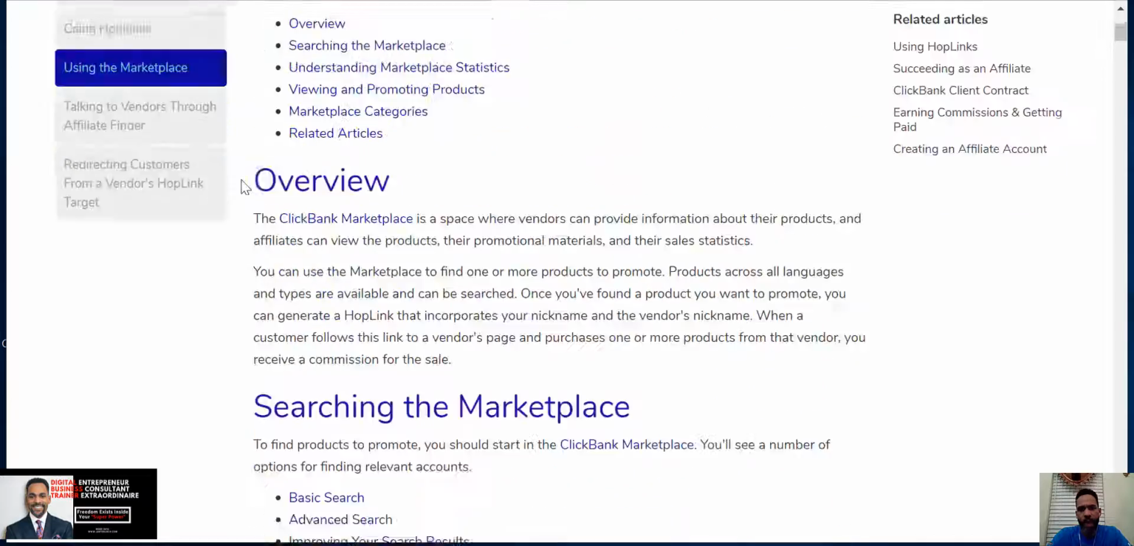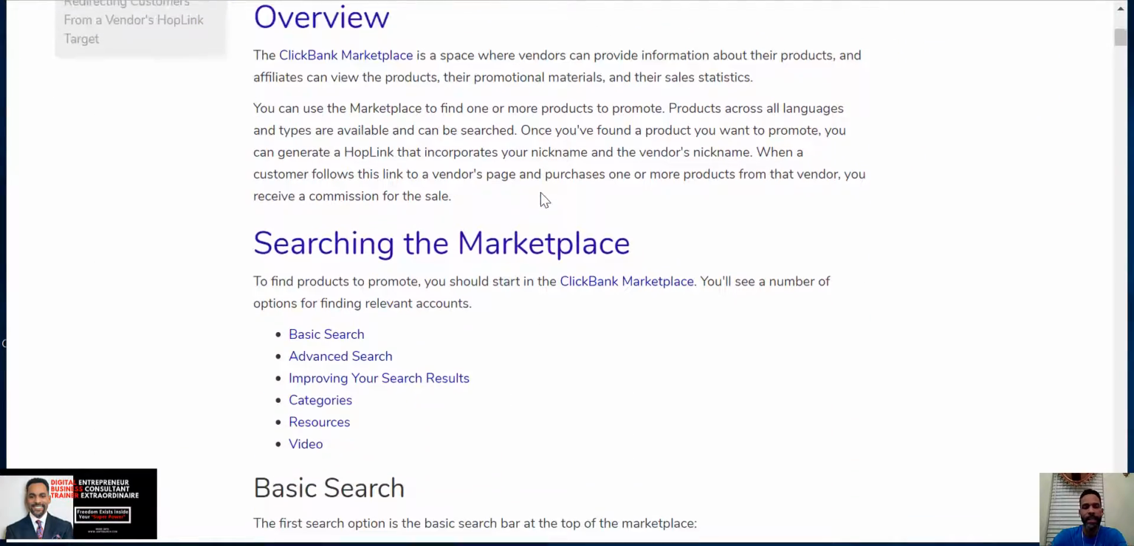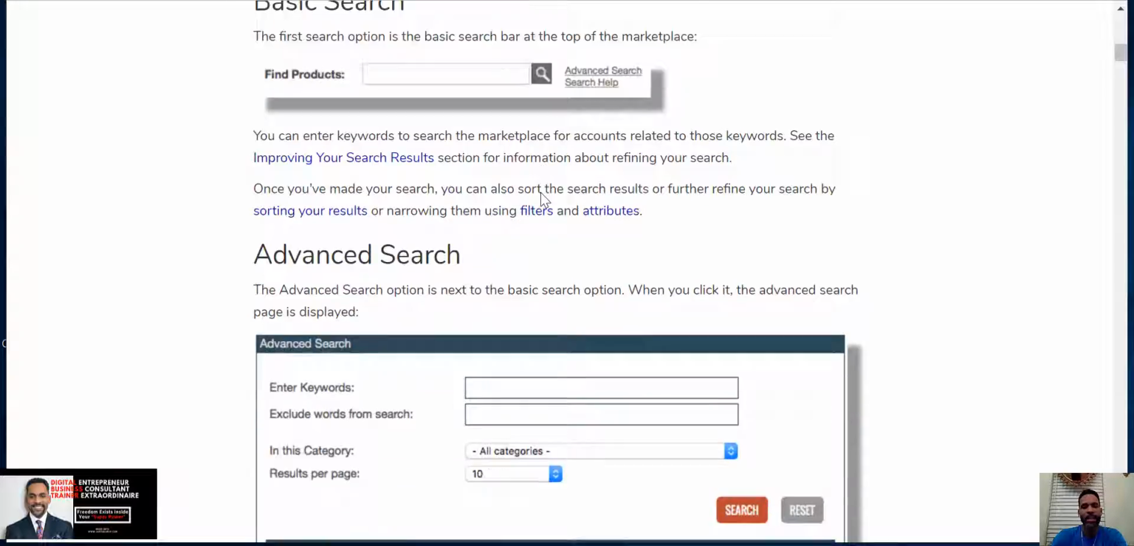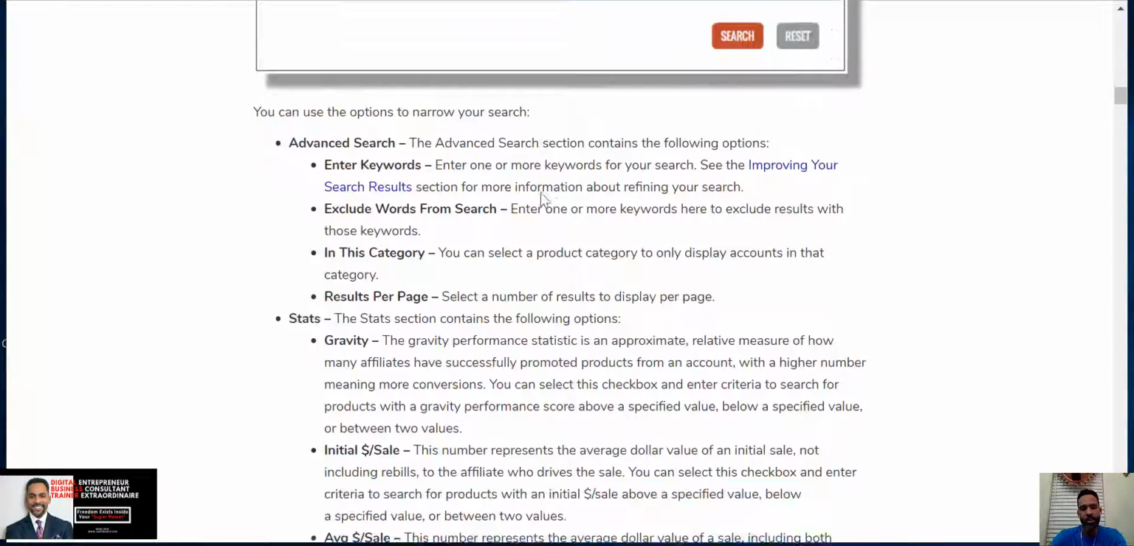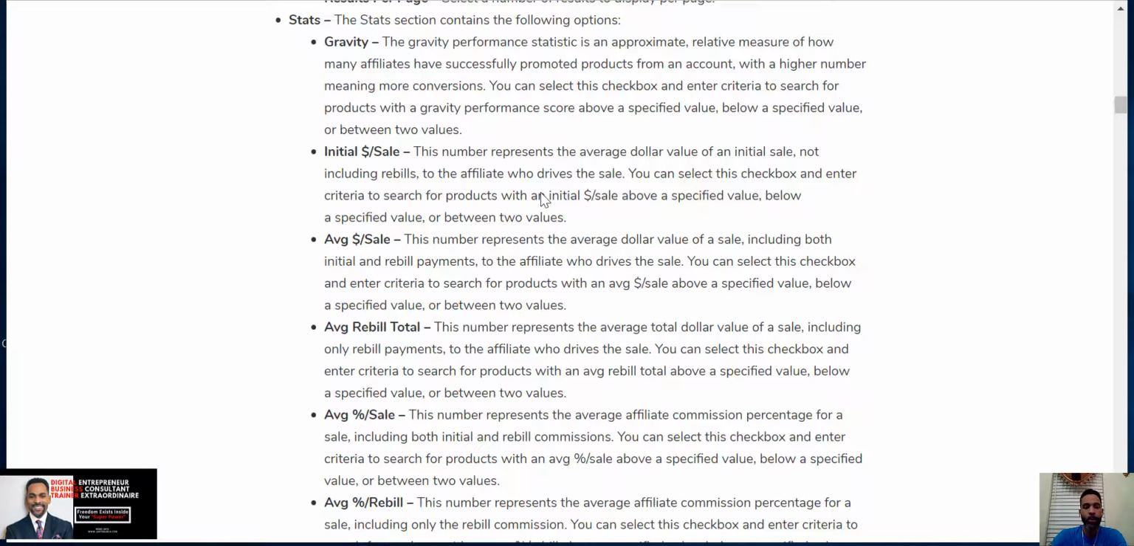Now, there's a place called the knowledge base, right? And I've actually got the knowledge base pulled up here. Specifically, where we're going to be today is inside of the knowledge base under the affiliate help and the getting started as an affiliate section. What I'm going to do is just scroll down here. All right, and basically we're going to look at what is happening under the stats section.